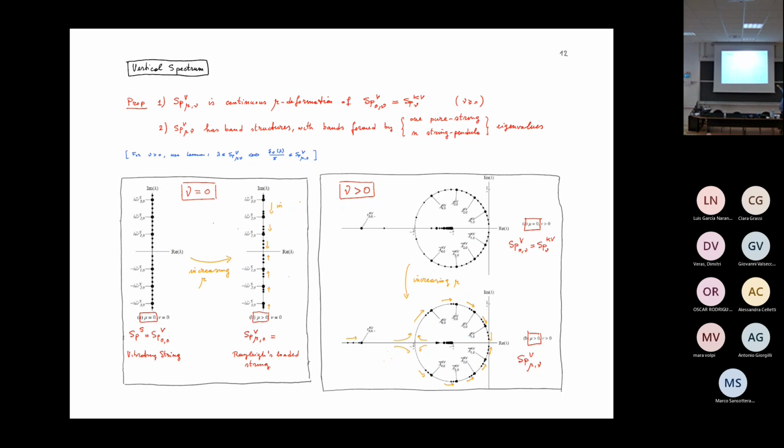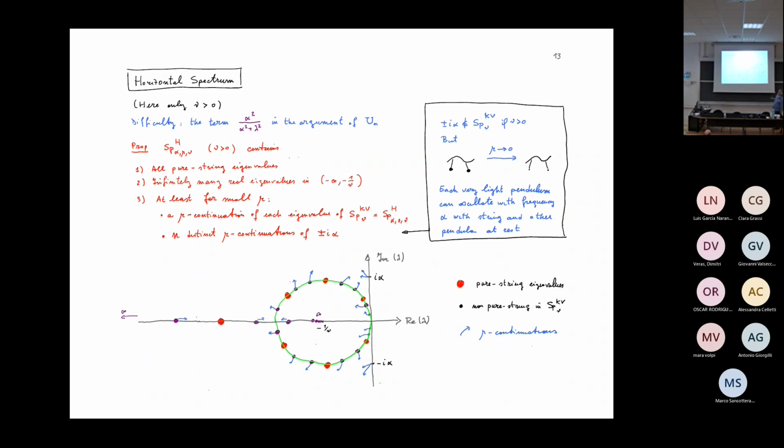But starting from the Kelvin-Voigt spectrum. So this is the Kelvin-Voigt spectrum, dissipation but no pendula, mu is zero. They're organized in this way. These are the pure string eigenvalues, those in which the pendula do not move. When I increase mu, all the eigenvalues move towards the ones of the deformation. So it's very simple.